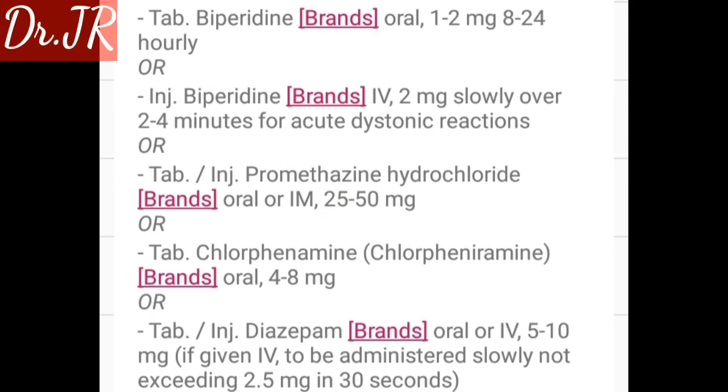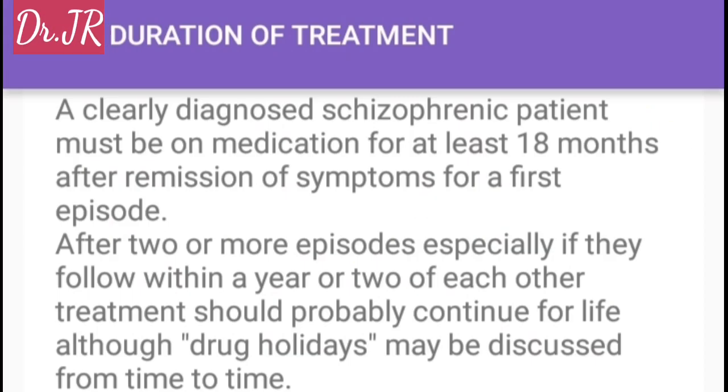tablet biperiden oral 1 to 2 mg 8 to 24 hourly, or injection biperiden IV 2 mg slowly over 2 to 4 minutes for acute dystonic reactions, or tablet or injection promethazine hydrochloride oral or IM 25 to 50 mg, or tablet chlorphenamine orally 4 to 8 mg, or tablet or injection diazepam oral or IV 5 to 10 mg, if given IV to be administered slowly, not exceeding 2.5 mg in 30 seconds.